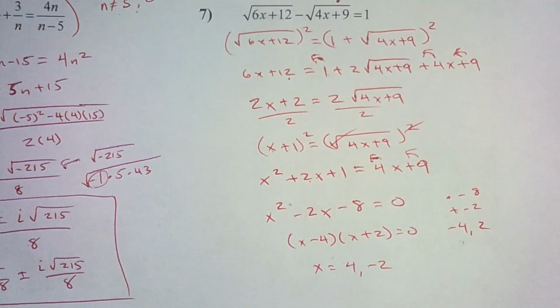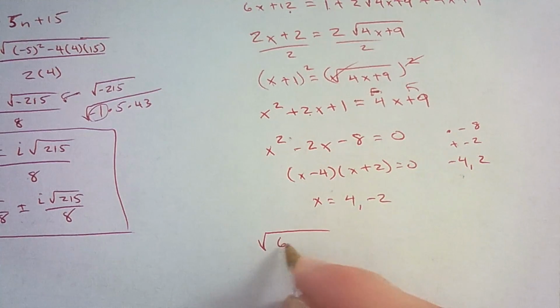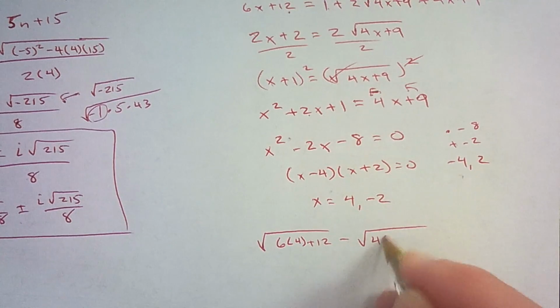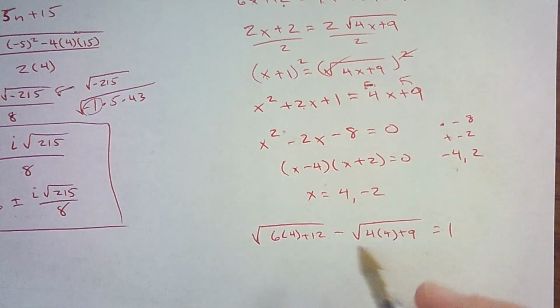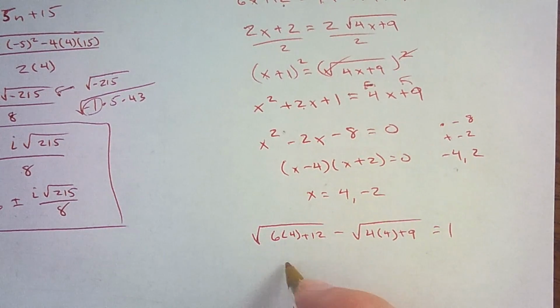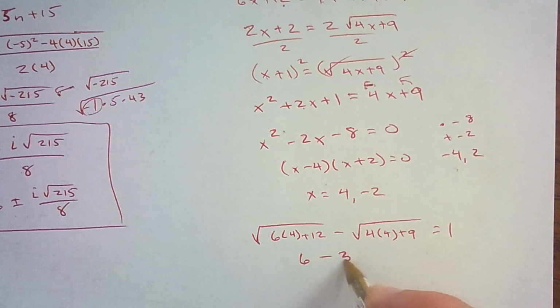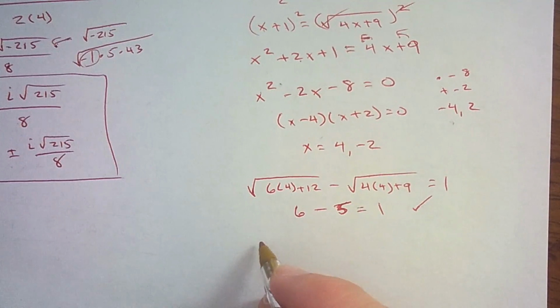Now before I decide that those are valid solutions, I need to check them. Okay, so I have the square root of 6 times 4 plus 12 minus the square root of 4 times 4 plus 9 should equal 1. Okay, so that's 24 plus 12 is 36. The square root of 36 is 6. 4 times 4 is 16, plus 9 is 25. The square root of 25 is 5. 6 minus 5 is 1. That checks out.